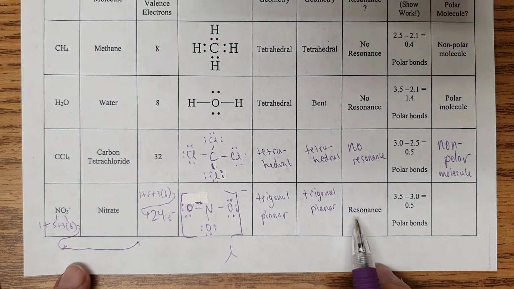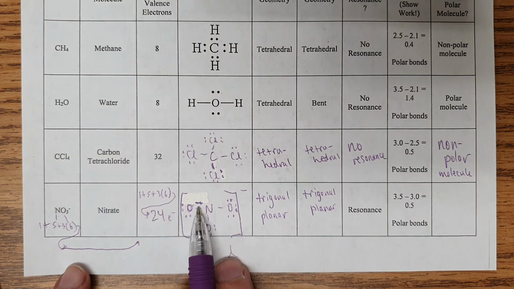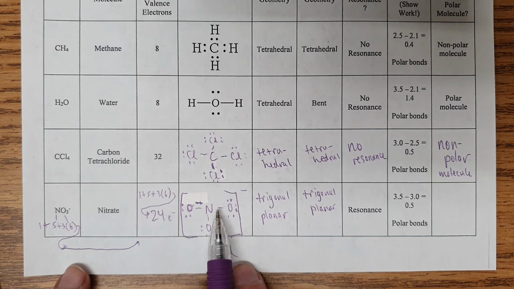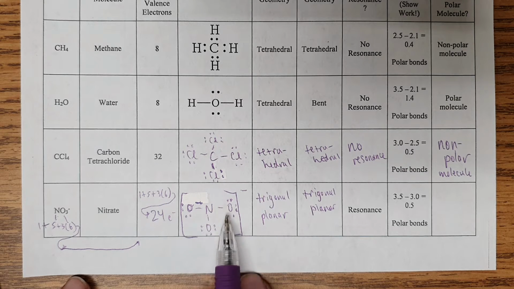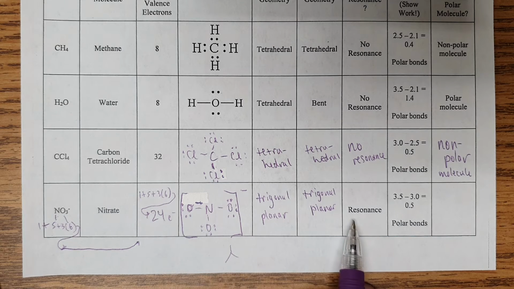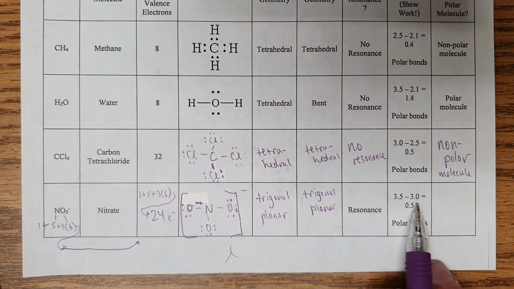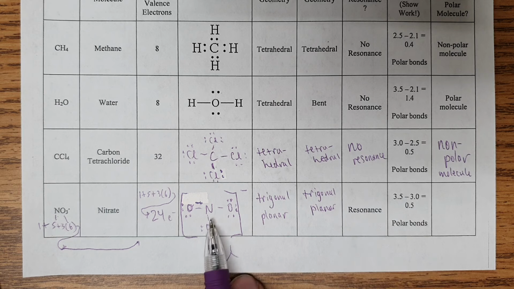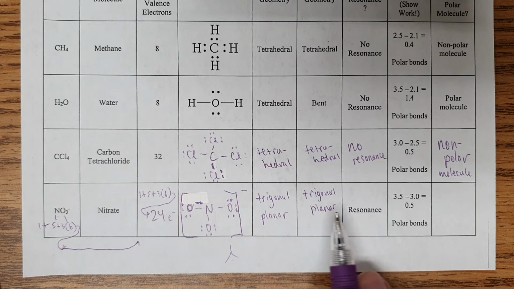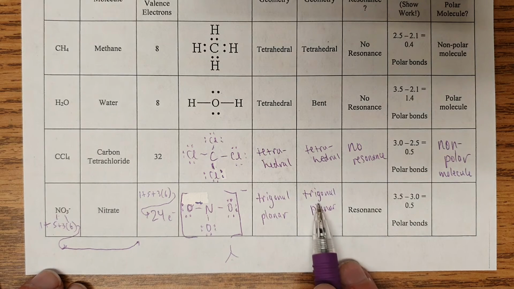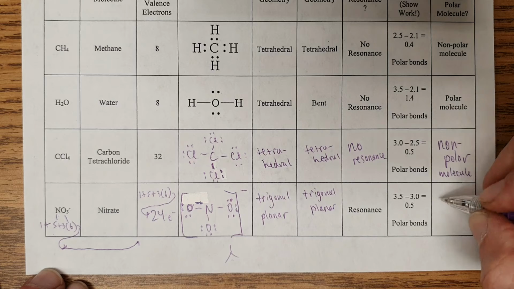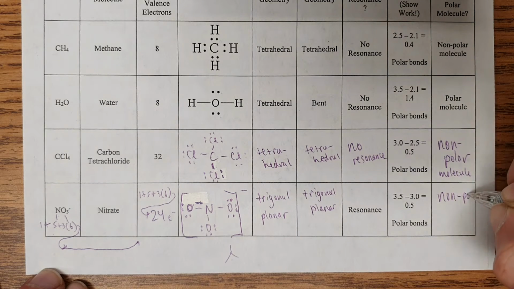And then there's resonance. Why is there resonance? Because that double bond, yeah, it's here, but it could have been here or it could have been here, and it would be equally legitimate. So for that reason, there's more than one way to put it together. It has resonance. Now, the bonds, look, I already did this for you, are polar. But they're arranged in this shape, which balances out. So you have polar bonds in a shape that balances, because remember, you look at the molecular geometry, that makes it nonpolar, because they balance.